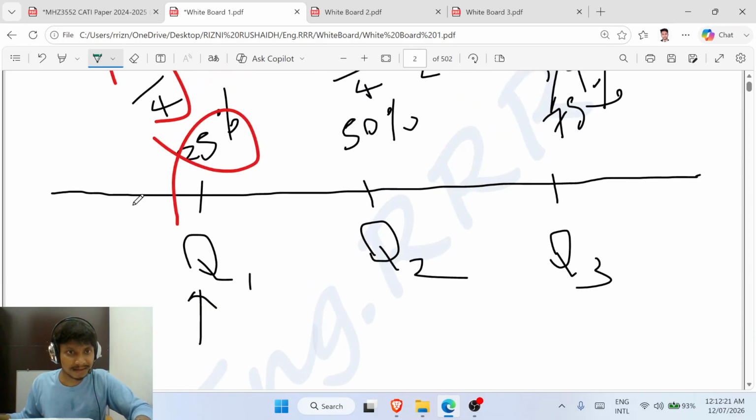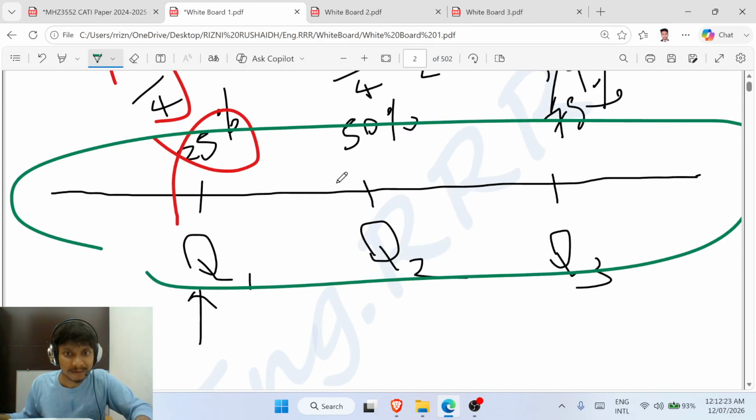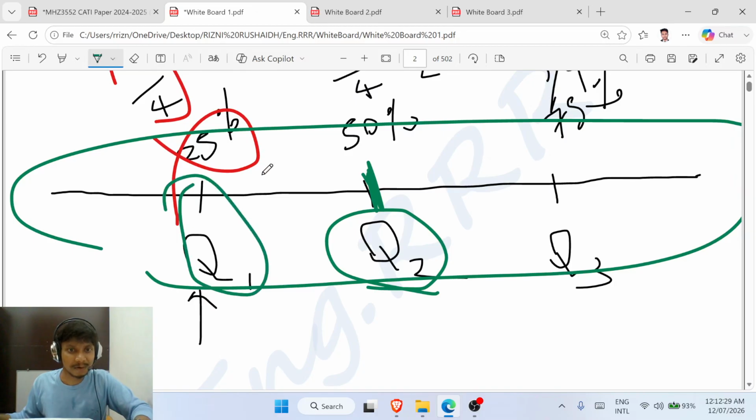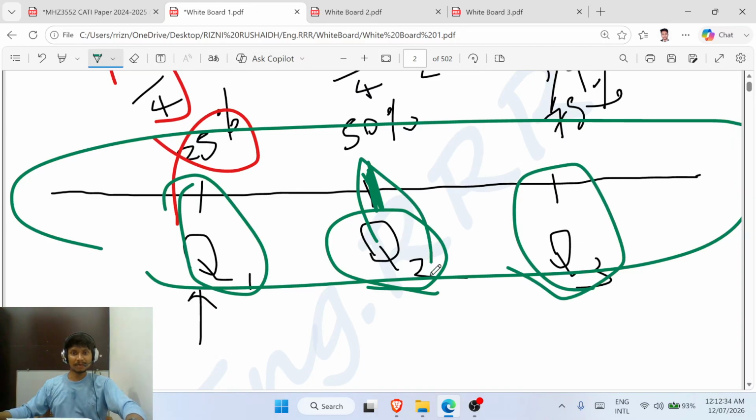Please refer to this line. Q2 is the middle part of this line. Therefore, this is the middle. Here, this is the lower quartile. Q3 is the upper quartile. Q2 is the median, which means the middle value.